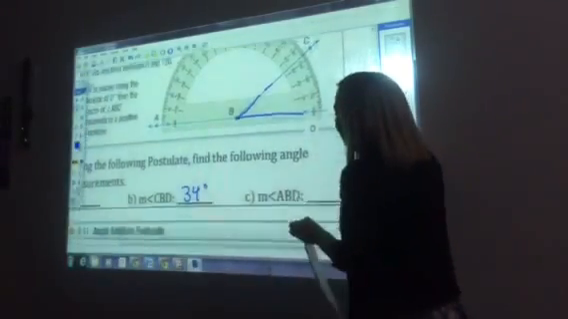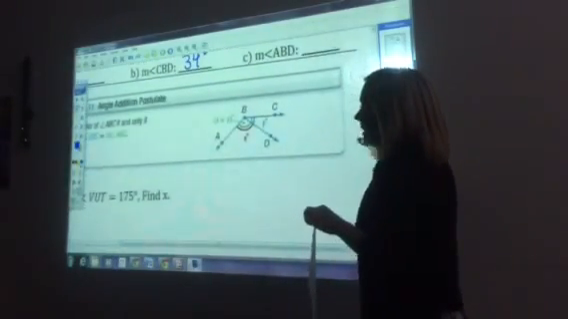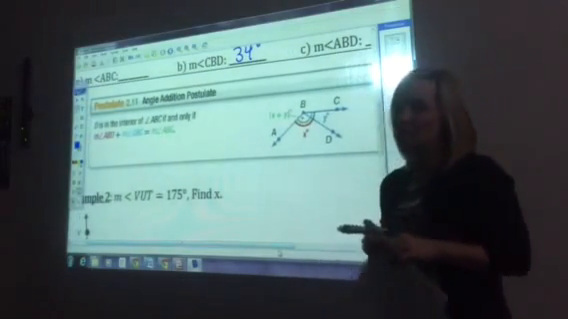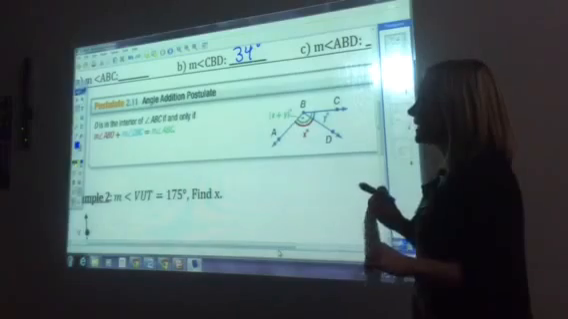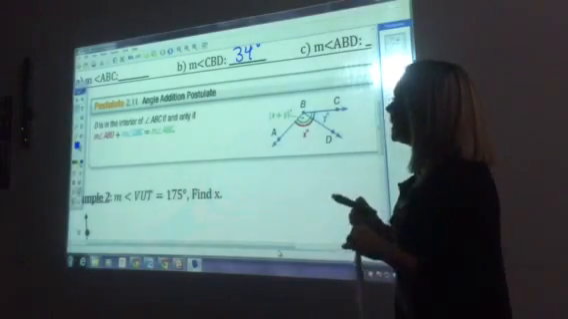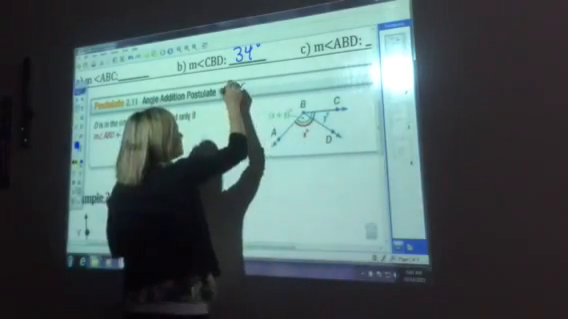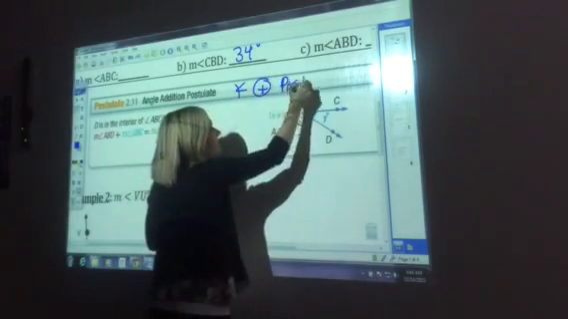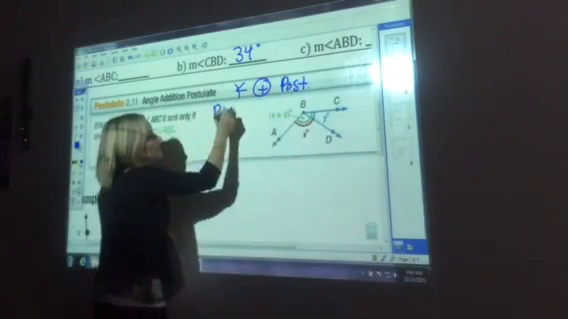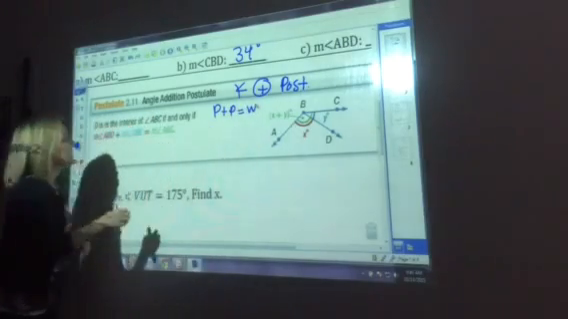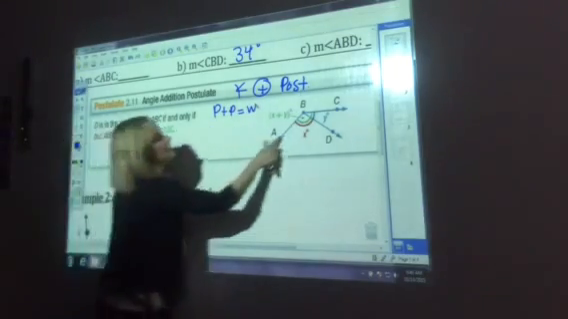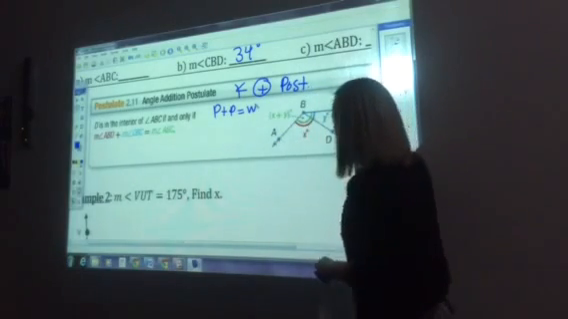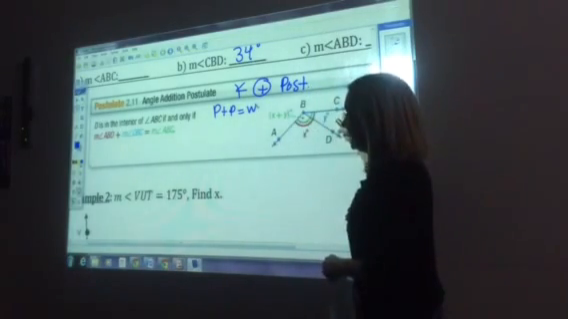Okay, the next thing that we're going to talk about is the angle addition postulate. Like I mentioned before, it's very similar to the segment addition postulate that we talked about last class in 2.7. Sometimes you'll see me write it abbreviated as angle addition postulate. And remember, it's still part plus part equals whole, okay? So the measure of angle ABD plus the measure of angle DBC is equal to the whole thing, which is angle ABC.